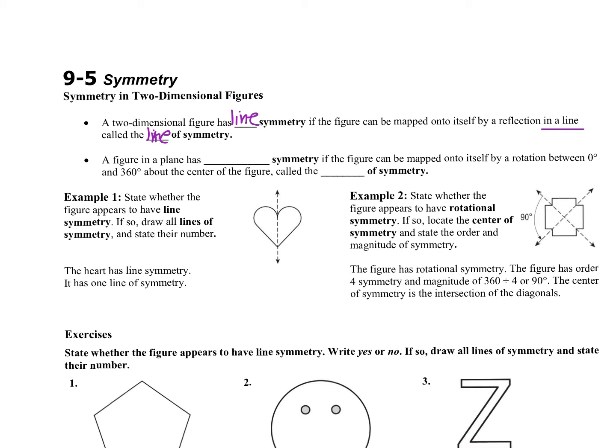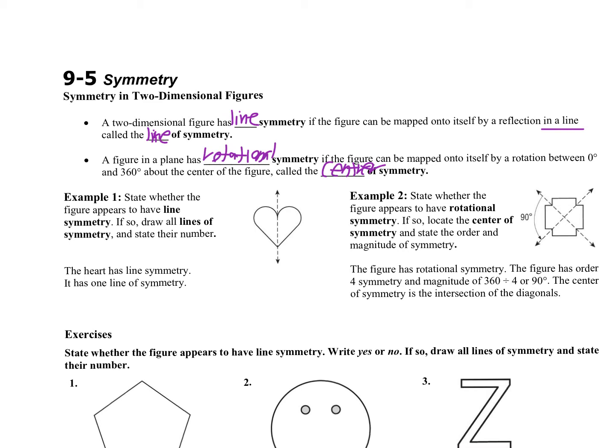In a similar fashion, a figure can be said to have rotational symmetry if there exists a possibility for the figure to be mapped onto itself by some rotation between 0 and 360 degrees about the center of a figure, known as the center of symmetry.